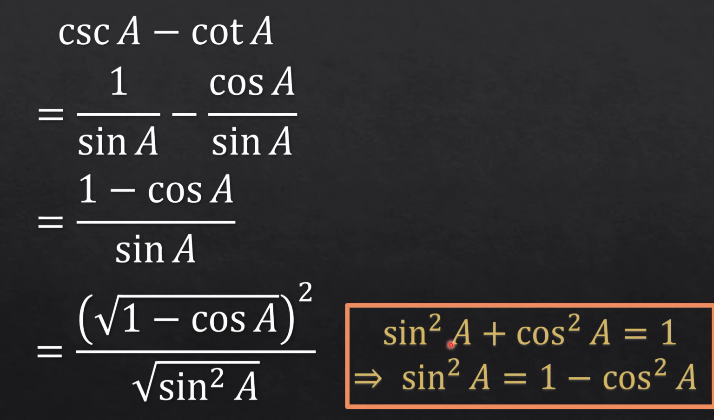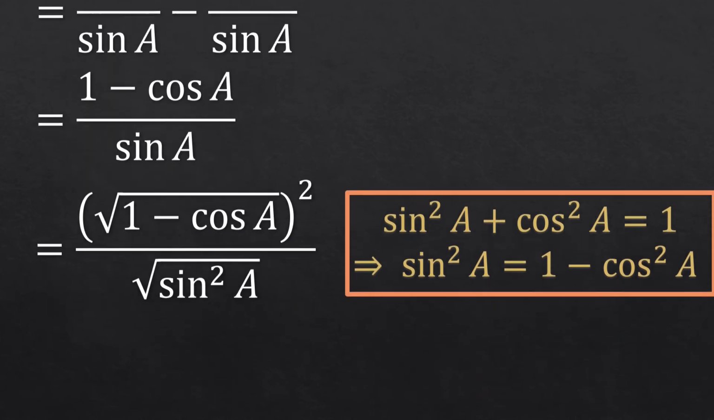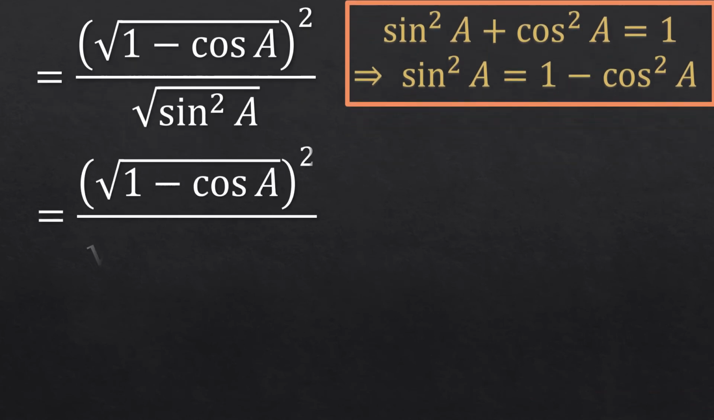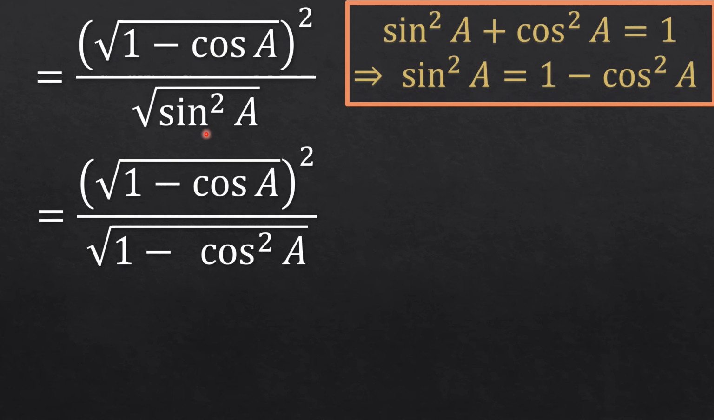Here I just want to know what sin square A is. Sin square A is 1 minus cos square A. If I subtract cos square A from both the left hand side and the right hand side, I will get sin square A is equal to 1 minus cos square A, right? So sin square A becomes 1 minus cos square A. Let me write that down. Here what I did is I wrote 1 minus cos square A in place of sin square A.